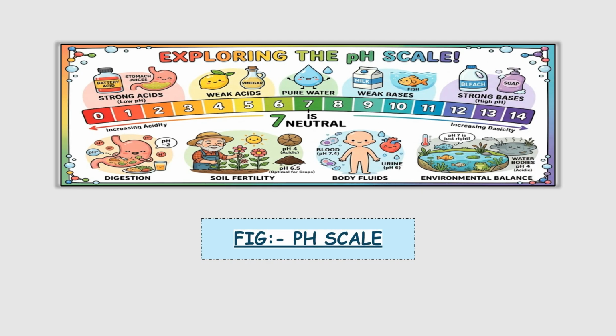This visual demonstrates the power of balanced chemistry through the pH scale. It shows how pH affects digestion, crop health, blood balance, and aquatic life, illustrating the importance of maintaining proper pH levels in various systems.